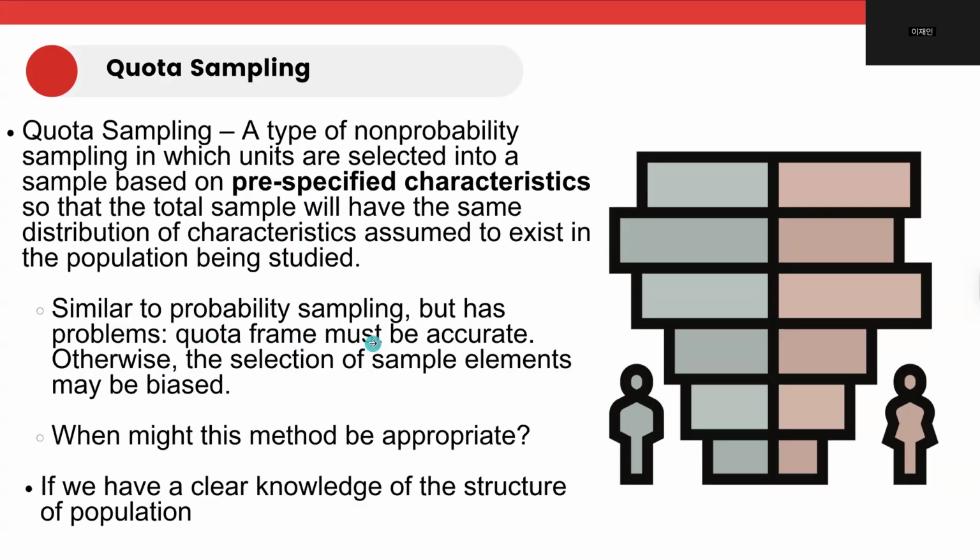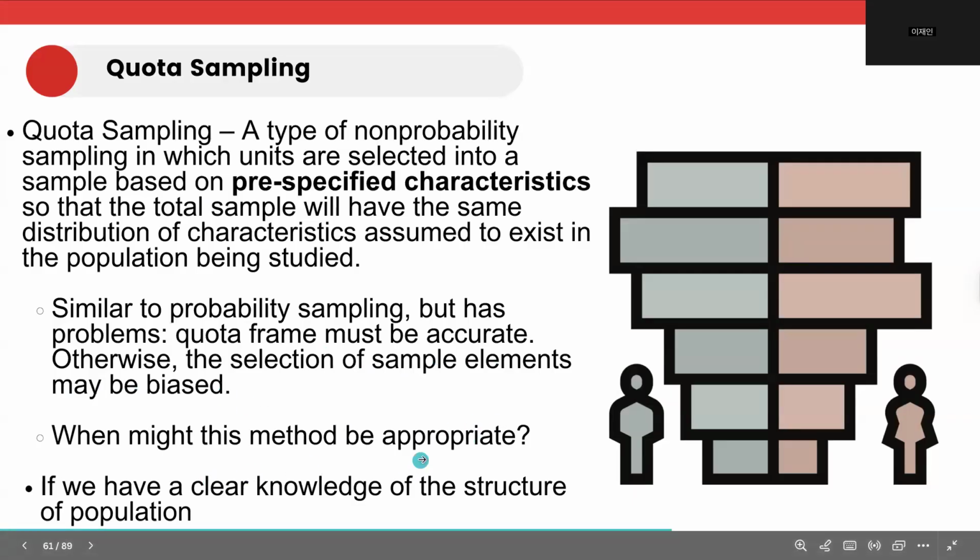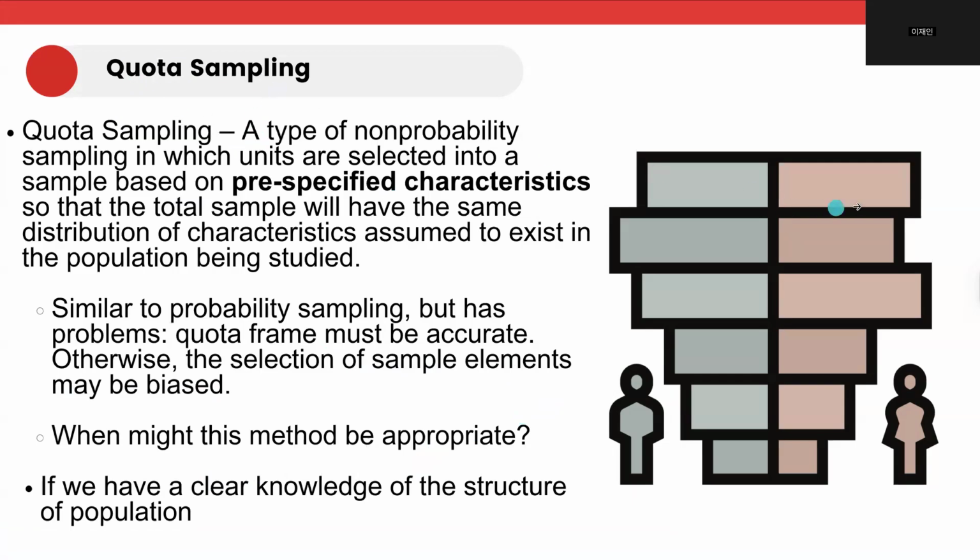If the quota frame had perfect, 100% accurate criteria representing the population level, it might meet the qualifications of probability sampling. But usually, 100% perfection is not possible. Otherwise, the selection of the sample elements may be biased. So if we have very clear knowledge of the structure of the population, we can use quota sampling.